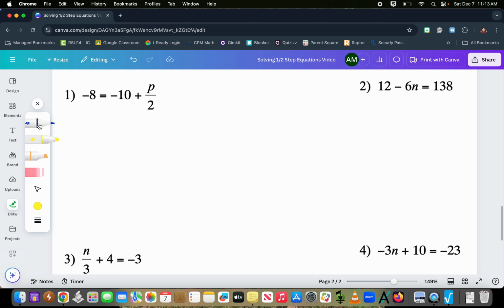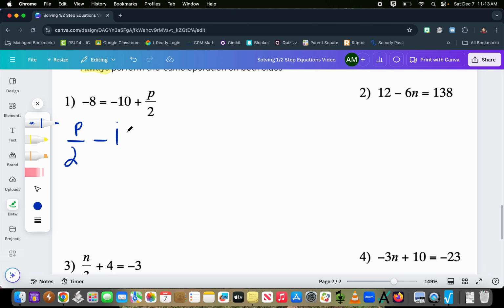So the first one we see, we've got negative 8 equals negative 10 plus p over 2. And I'm going to write this in a way that might look a little easier to start solving. Remember, we can rewrite anyway. We just need to make sure we keep everything the same, meaning if it's a positive, it needs to stay a positive. So if I look here, this is actually a negative 10. So I'm going to say p over 2 minus 10 equals negative 8. So this is one way to rewrite this one.